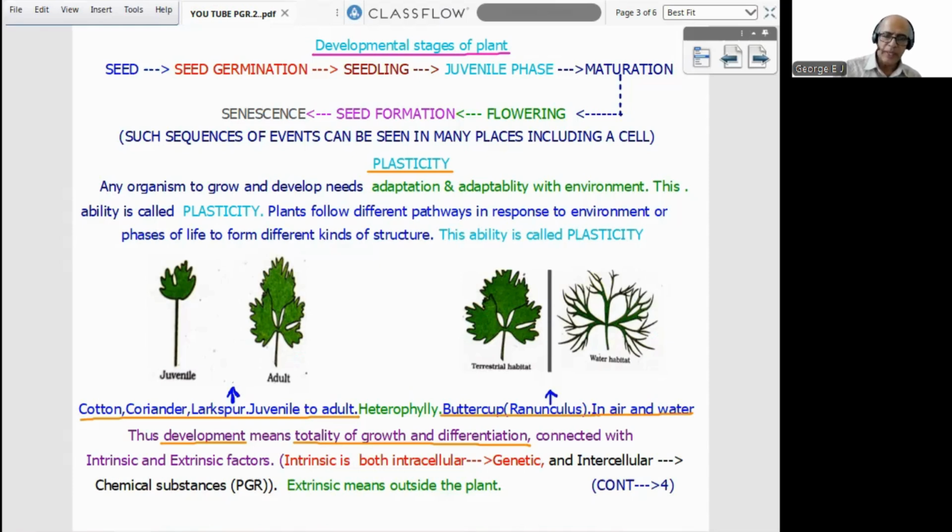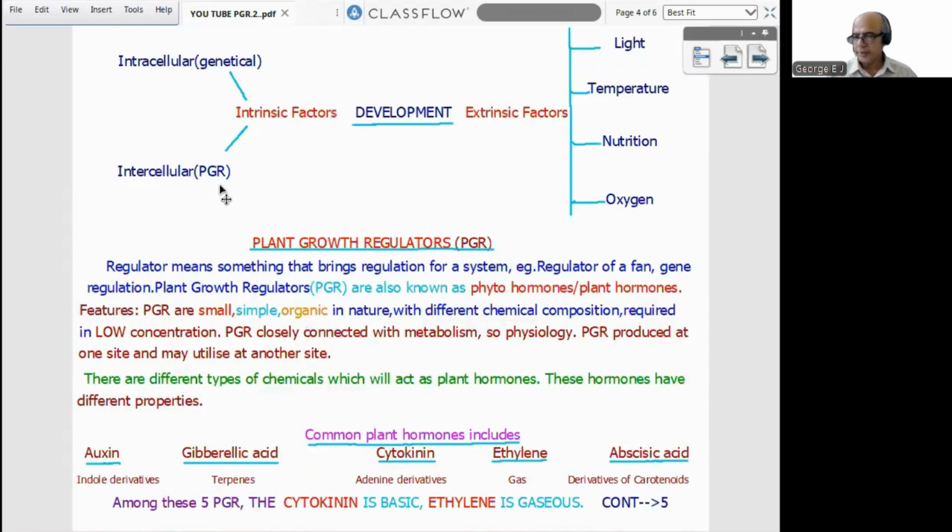Intrinsic basically means internal, and that can be of two types. One is within the cell, that is called intracellular, otherwise genetical. Second is intercellular, that is between cells. An example is PGR, plant growth regulators or chemicals. So that is regarding intrinsic. Extrinsic means totally outside the plant, connected with nature, like environment, temperature, all this. I think that page is clear. Now we can proceed to the next page.